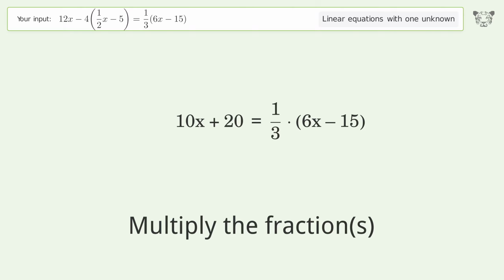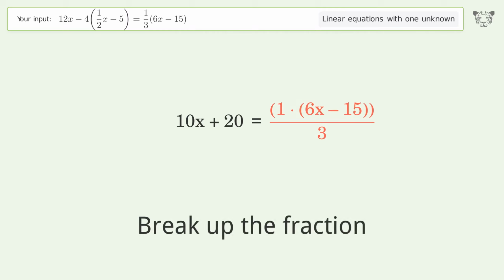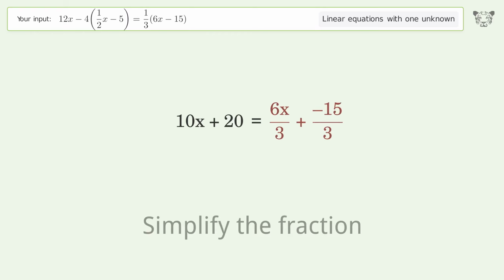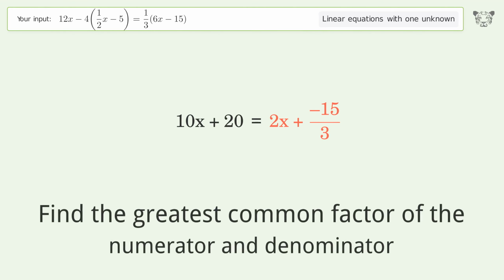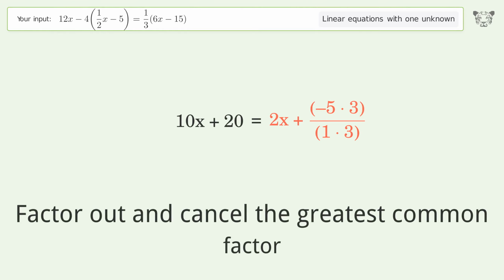Multiply the fractions. Break up the fraction. Simplify the fraction. Find the greatest common factor of the numerator and denominator. Factor out and cancel the greatest common factor.